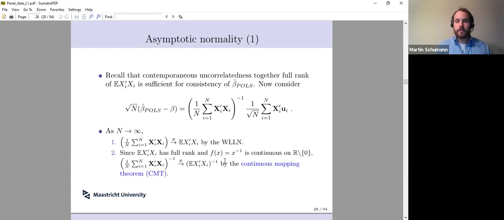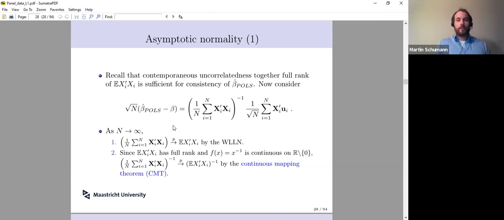Okay, so now what happens as n goes to infinity? We already talked about it, that this thing here, on the inside, will converge to the expectation by the weak law of large numbers. And because this thing has full rank and the inverse therefore exists, and because the inverse is a continuous function except at 0, by the continuous mapping theorem, the whole thing, including the inverse, will converge to the inverse of the expectation.